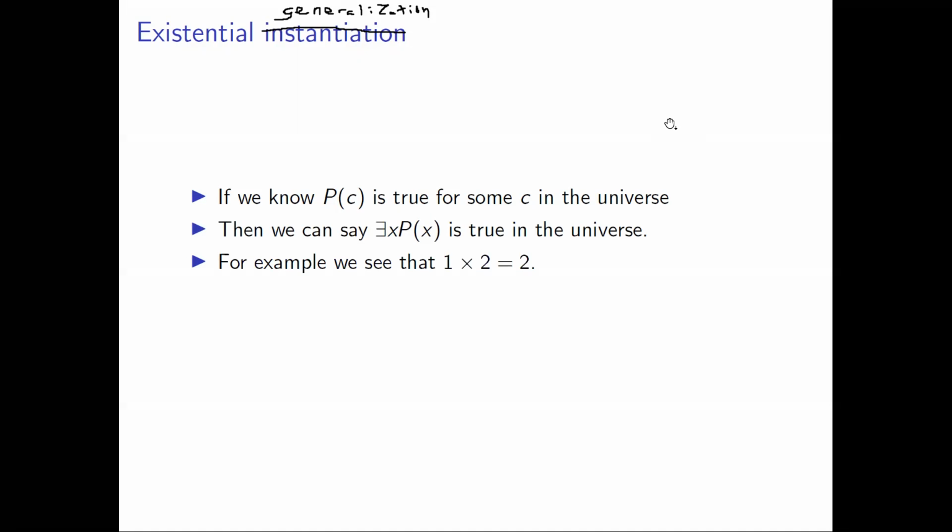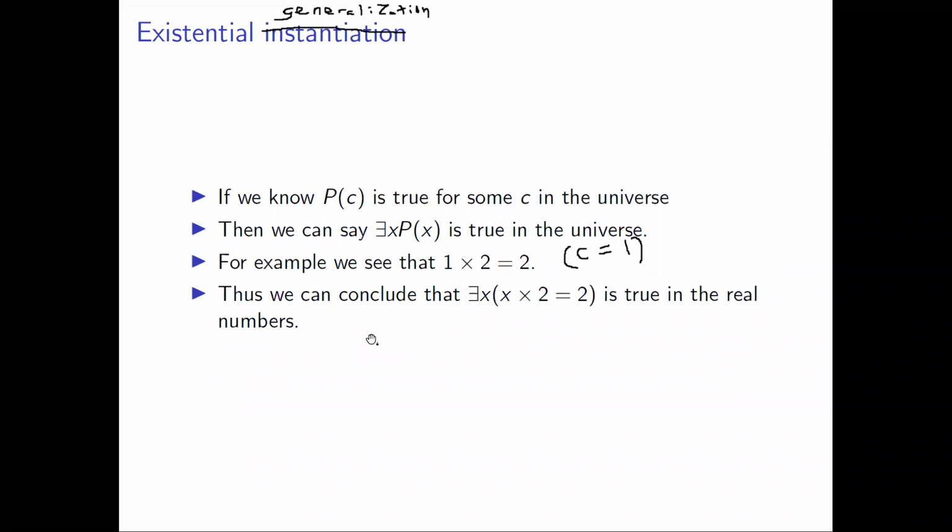And here's an example. We see that 1 times 2 equals 2. So here our C equals 1. And we can use that to conclude that the proposition exists x such that x times 2 equals 2 is true in the real numbers. And it's also true in the rationals and the integers and the natural numbers.